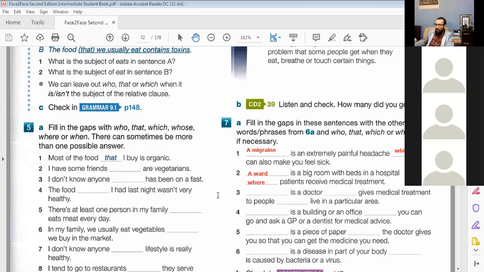What do you think? A specialist. You're right. A specialist is a doctor who gives medical treatment to people who live in a particular area. Right. Nice. Okay. And number 4, Sana, what do you think?